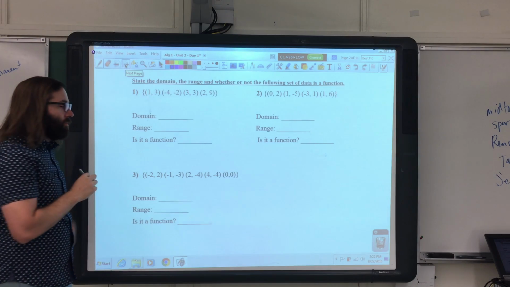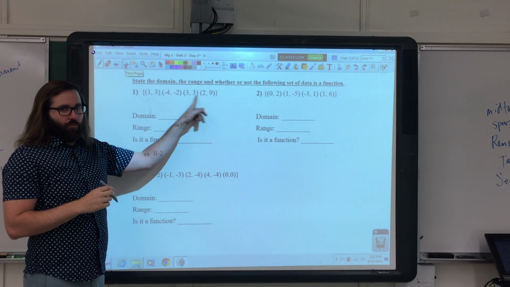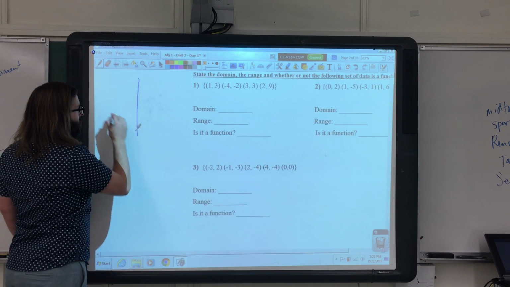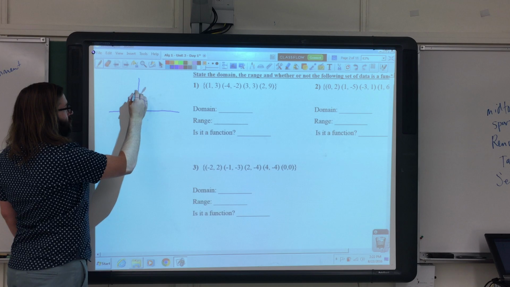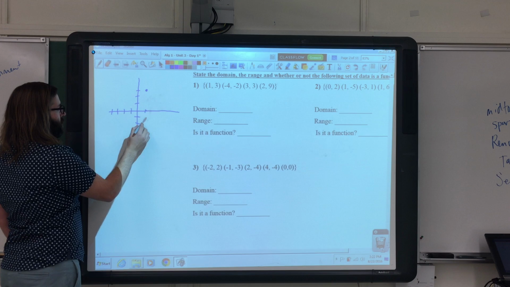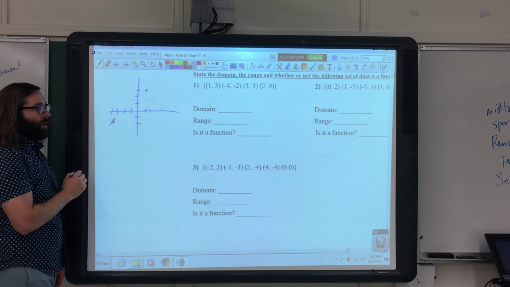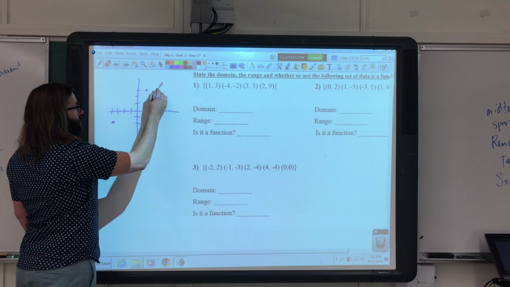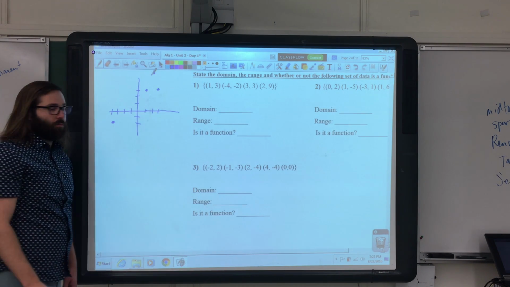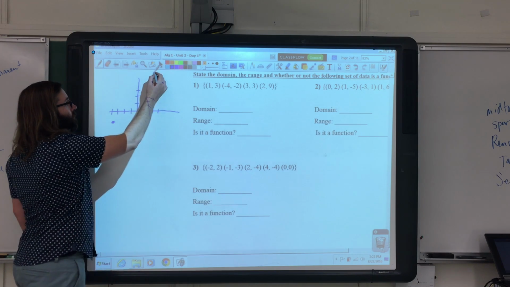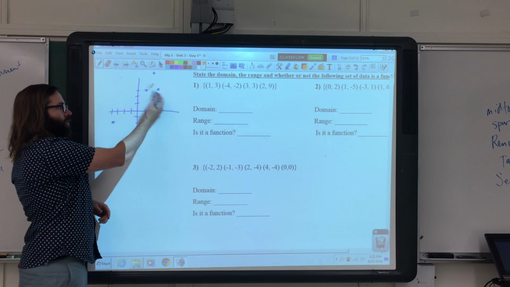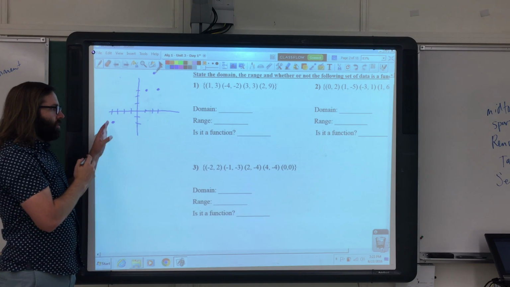Okay, so let's look at a couple examples. These are just a bunch of coordinates. Okay, just a bunch of coordinates. So let's just plot these. We have (1, 1), (1, 3), (1, 2), (3, 4), (-4, -2), (3, 3). And then (2, 9) is way up there. Okay. There is no connection between these. Okay, there's no line connecting all of these. Okay, it's just the points themselves.